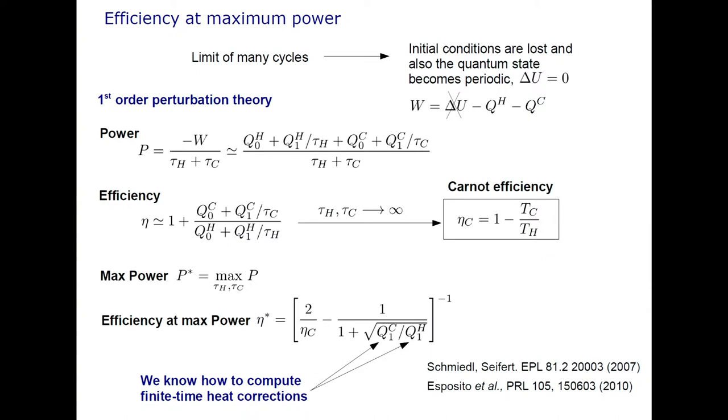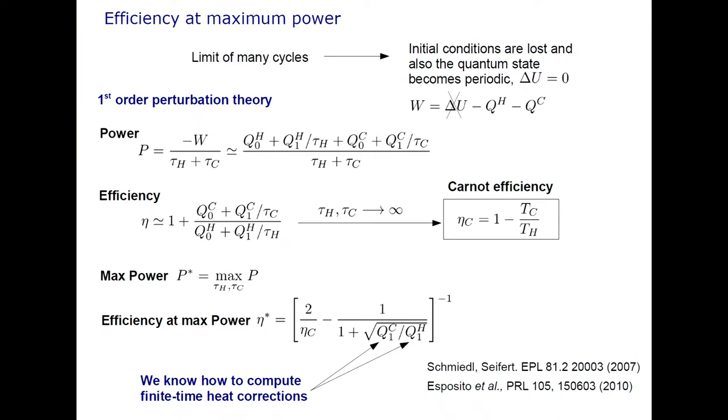So for example, the power for a cyclic process is related to the heat absorbed by the system, and you divide by the time that you are coupled with the hot and with the cold bath. So you have this expression, where we truncate the previous perturbation series to first order in 1 over tau. And so we have this for the power, this for the efficiency. Of course, if you go to an infinite length of the process, you recover the Carnot efficiency and the power goes to zero, as usual in equilibrium thermodynamics. But if you instead optimize the power, you get an expression for the efficiency at maximum power.